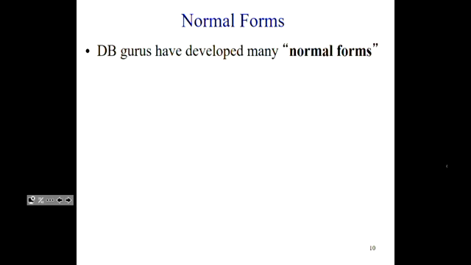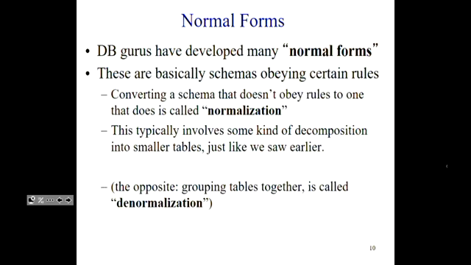As it turns out, there's been a lot of work on developing what are called normal forms. These are sort of canonical ways of doing schema design. These have been developed over the course of many, many decades now. And a normal form is basically a schema that obeys certain canonical rules. Converting a schema which does not obey these rules into one that does obey these rules is what is called the process of normalization.